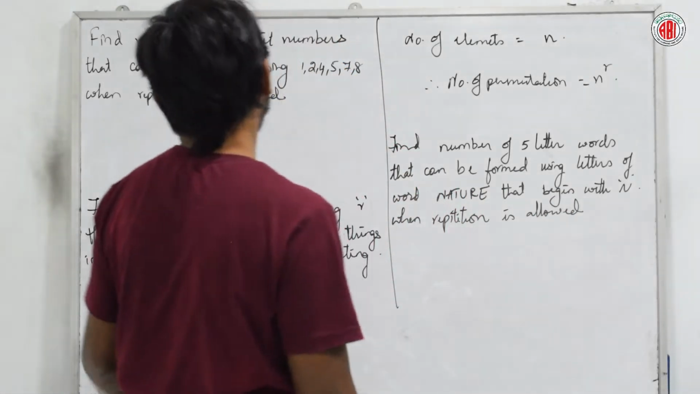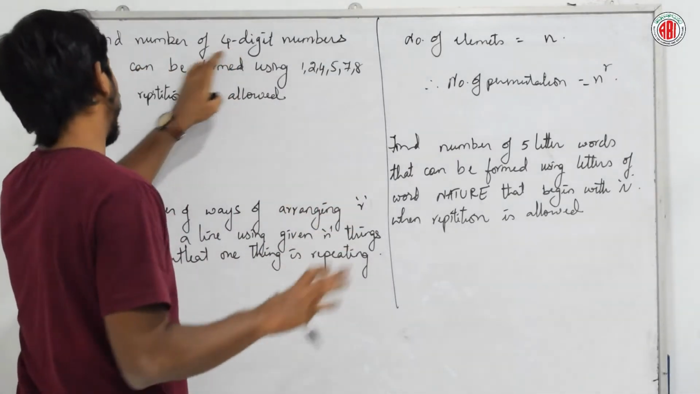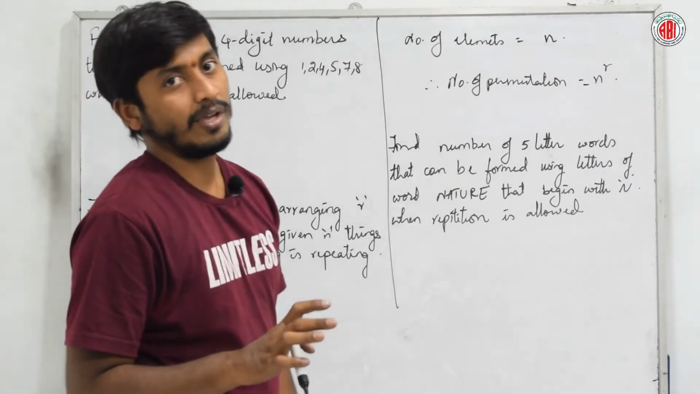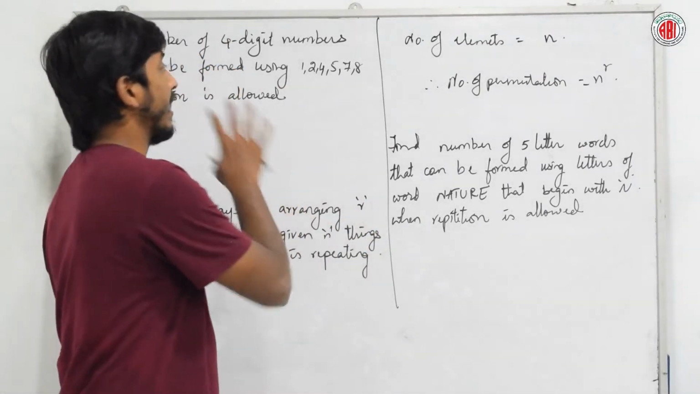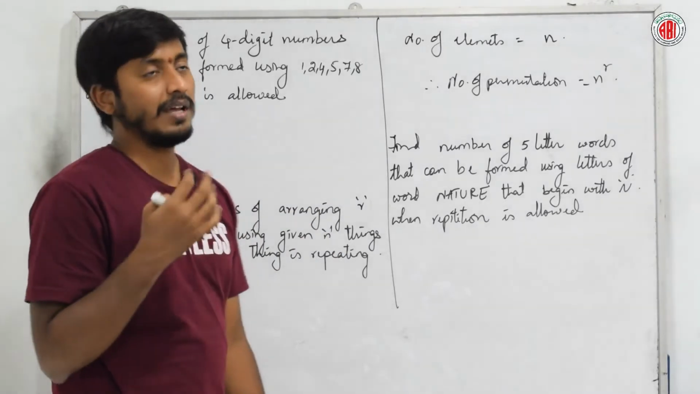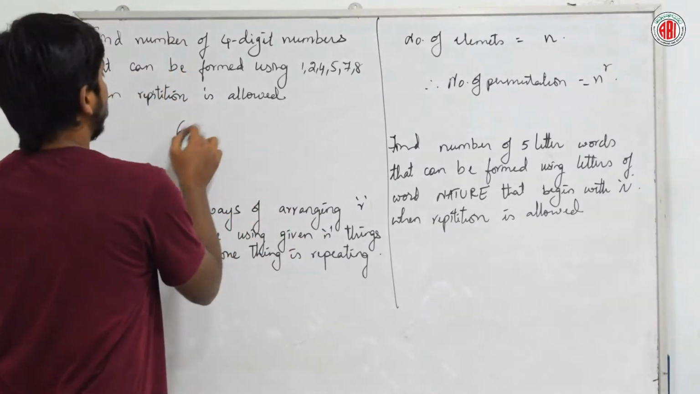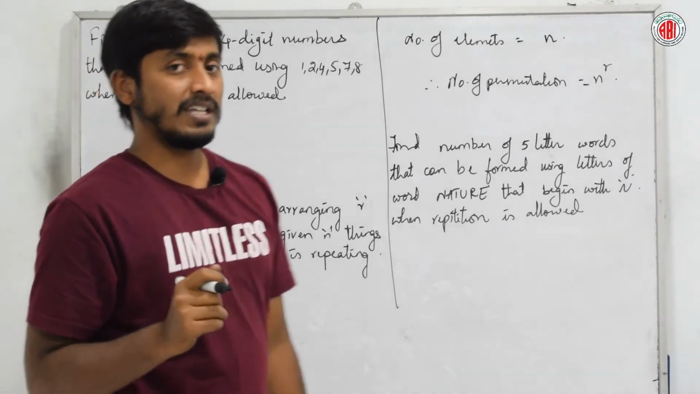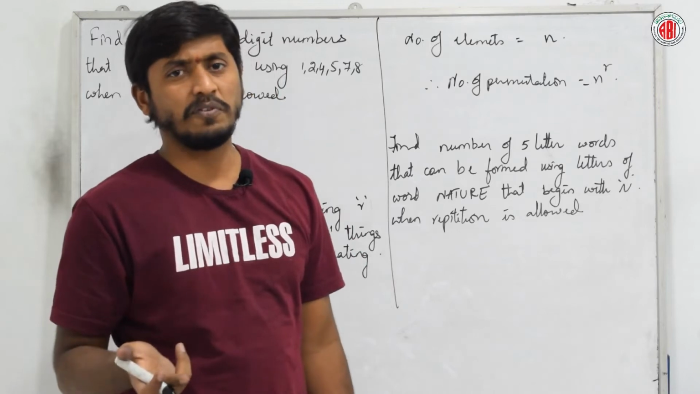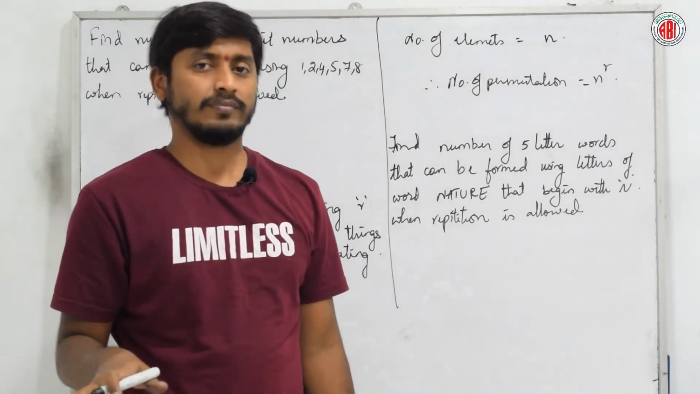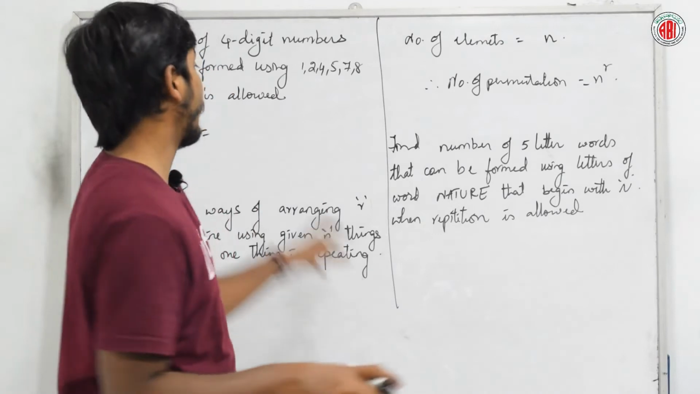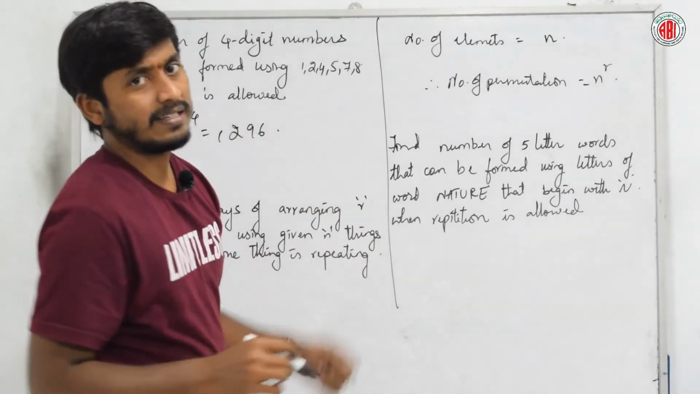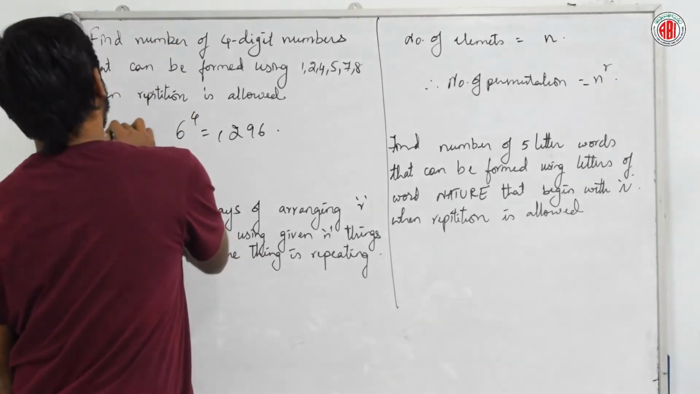For an example, just see here. Find the number of 4-digit numbers that can be formed using 1, 2, 3, 4, 5, 6 elements. We have 6 elements and there are 4 digits. So how many numbers can be formed is nothing but 6 power 4, since the repetition is allowed. If the repetition is not allowed, we can directly write 6P4. That's it, fixed, done. Yes or no? Here we will get 6 power 4, which is nothing but 1296, isn't it? 36 squared.